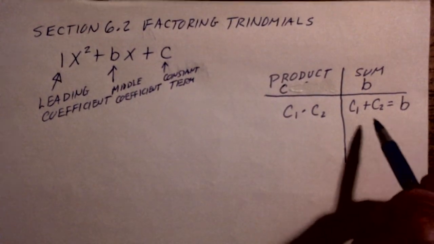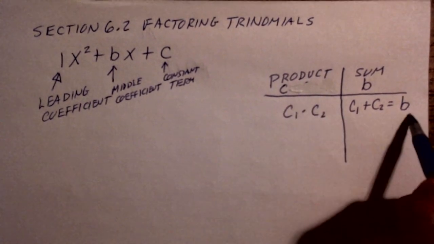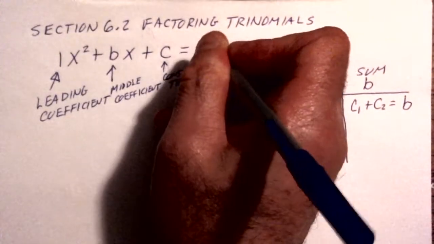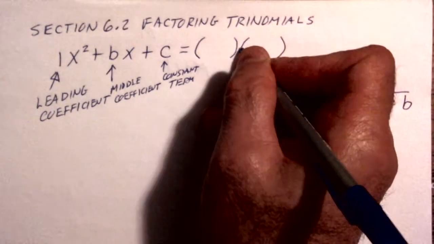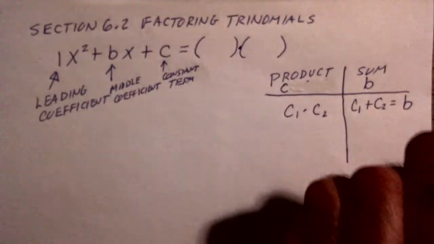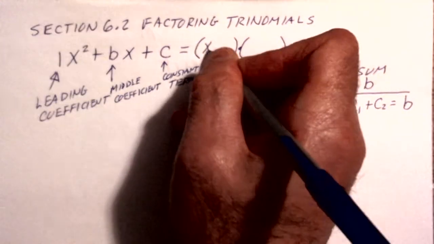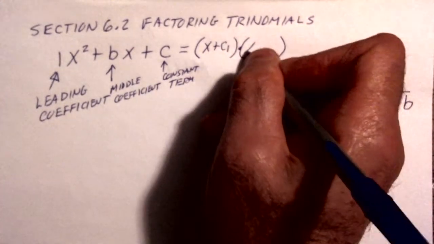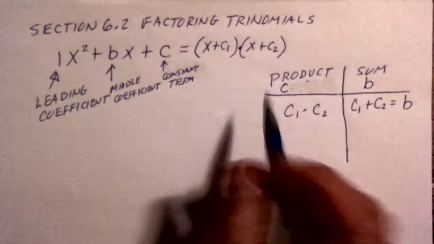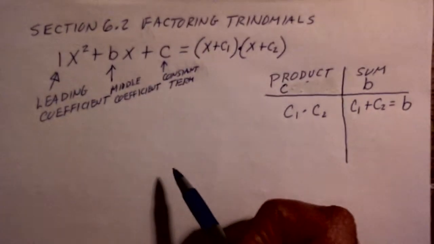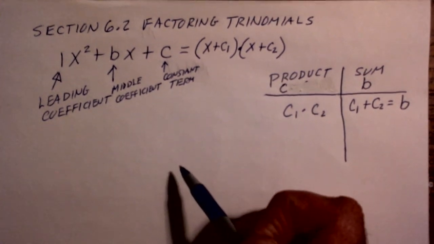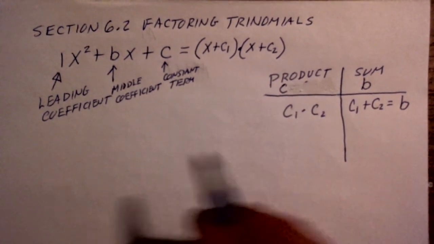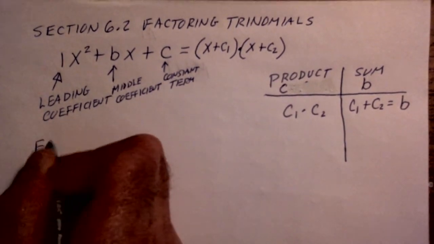And now once we find two factors of our constant term that sum up to the middle coefficient B, we can immediately factor this trinomial into the product of two binomials. And so this trinomial would factor into the product, so there's multiplication in between here, of the two binomials x plus c sub 1 times x plus c sub 2. That would be the factorization of this trinomial here. All right, so these are the types of trinomials that we're going to learn how to factor in section 6.2. So let's just try several of these here.